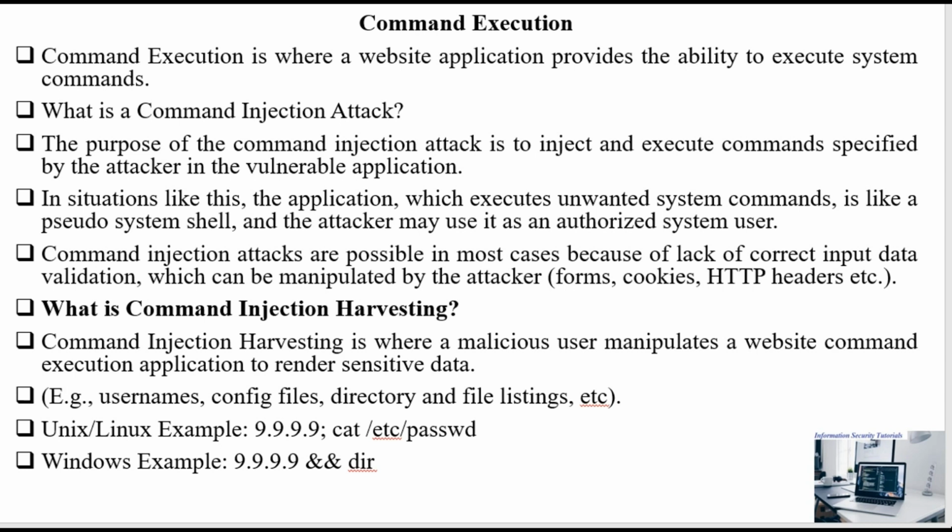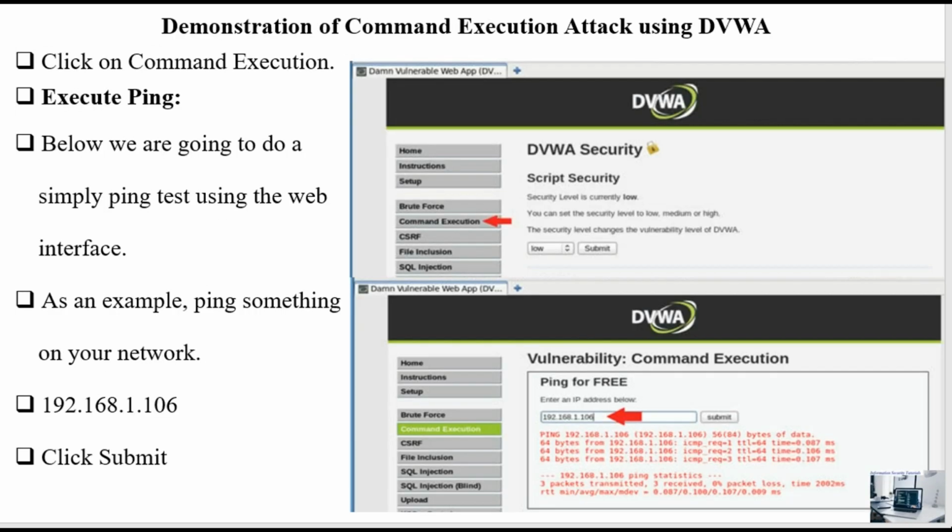Let's move to the practical part of this tutorial. Click on Command Execution on the DVWA homepage. We will test to execute the ping command. As shown in the figure, we are going to do a simple ping test using the web interface. As an example, ping something on your network. We can use the shown IP address and then click Submit.